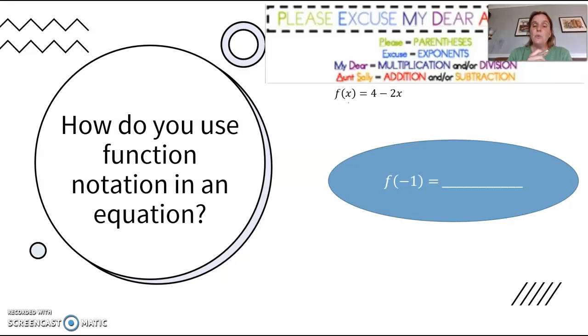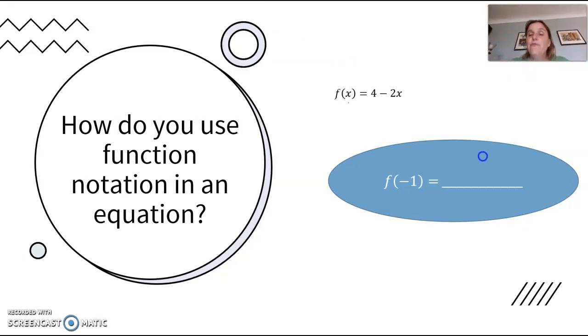So here's our function, and we're going to use -1 for our input. So this becomes f of -1 equals 4 minus 2 times -1. Now this time the parentheses does mean times. I'm inputting -1, and so I would do multiplication here. So now if I look at this, I have some subtraction and I have some multiplication. I will do the multiplication first because my dear comes before Aunt Sally.